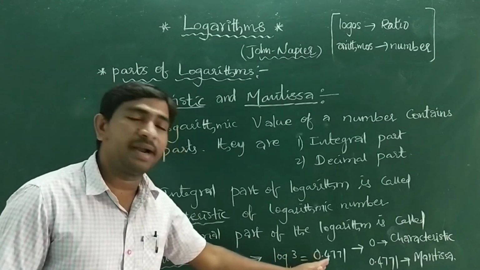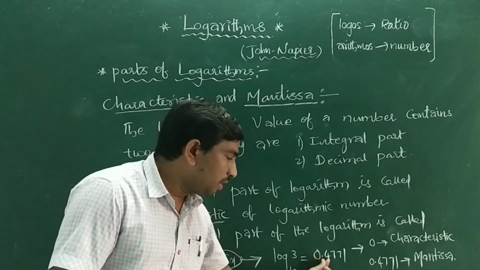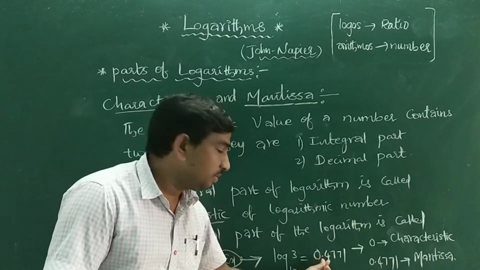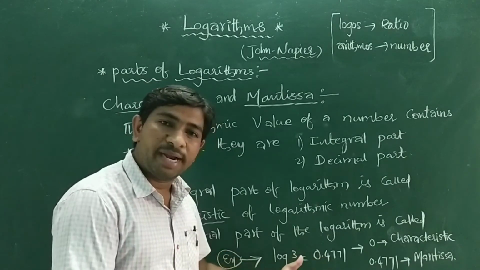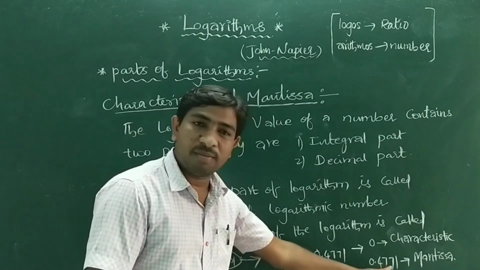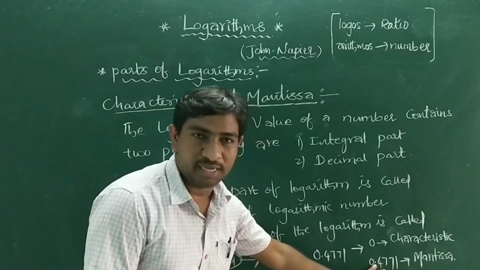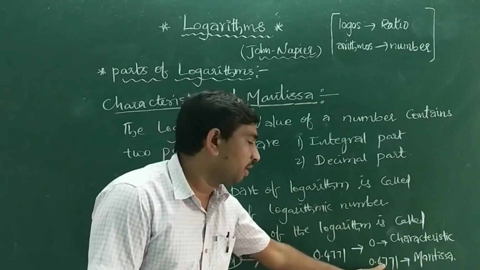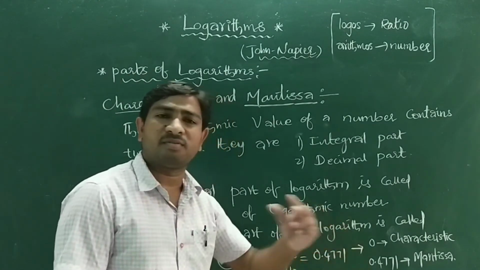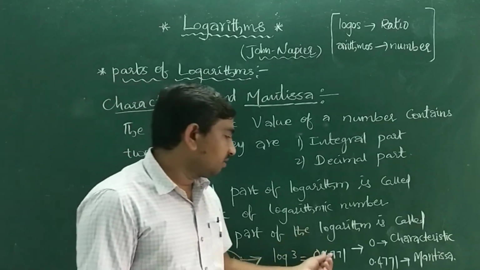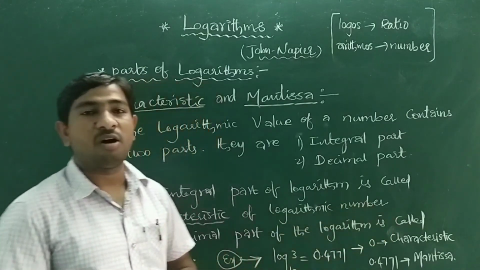Log 3 base 10 value is 0.4771. This log 3 value has two parts. The 0 before the decimal point is the integral part, called the characteristic. And after the decimal point, 4771 is known as the mantissa. For understanding, I have written 0.4771, but after the decimal point only 4771 is called the mantissa, and the 0 before the decimal point is the integral part, called the characteristic of a logarithm.